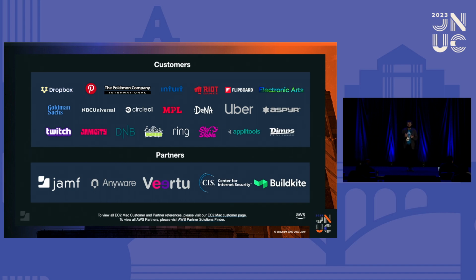Pokemon has seen 4 times faster builds. Twitch had 50% reductions in fleet sizes. Pinterest had an 80% reduction in build failures. These are absolutely real results that we've been seeing our customers proving out. And our partnerships are incredibly important.